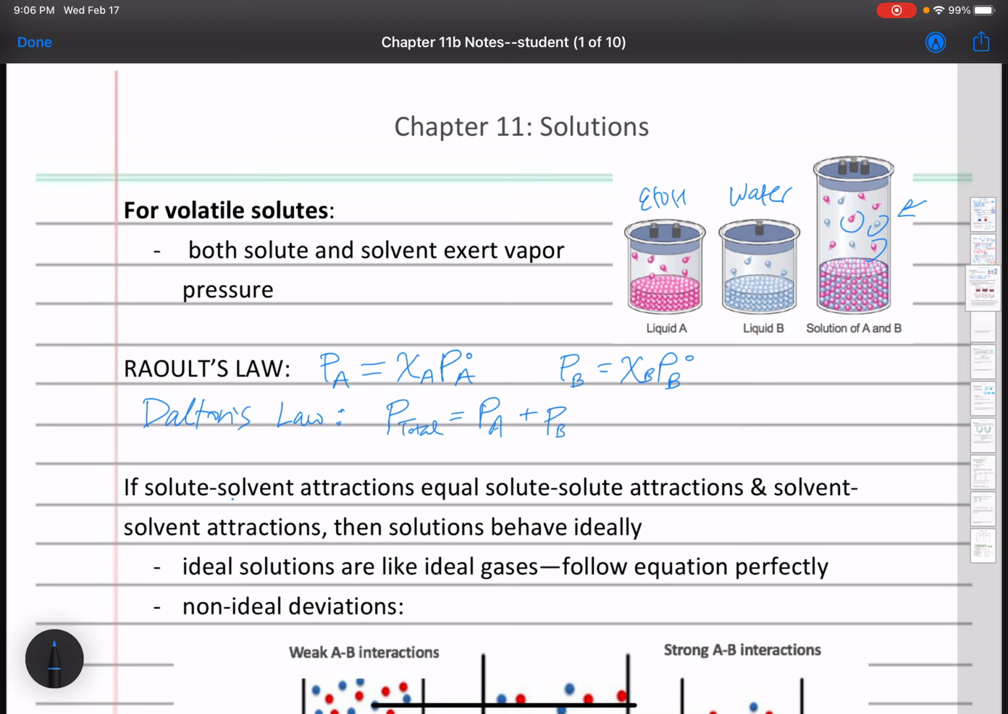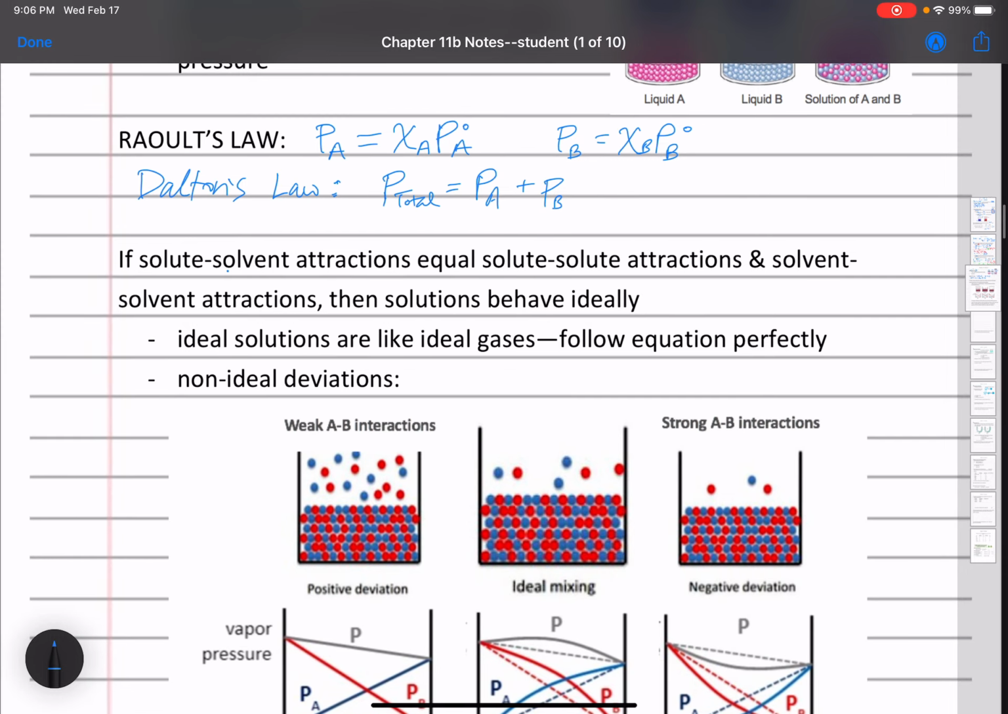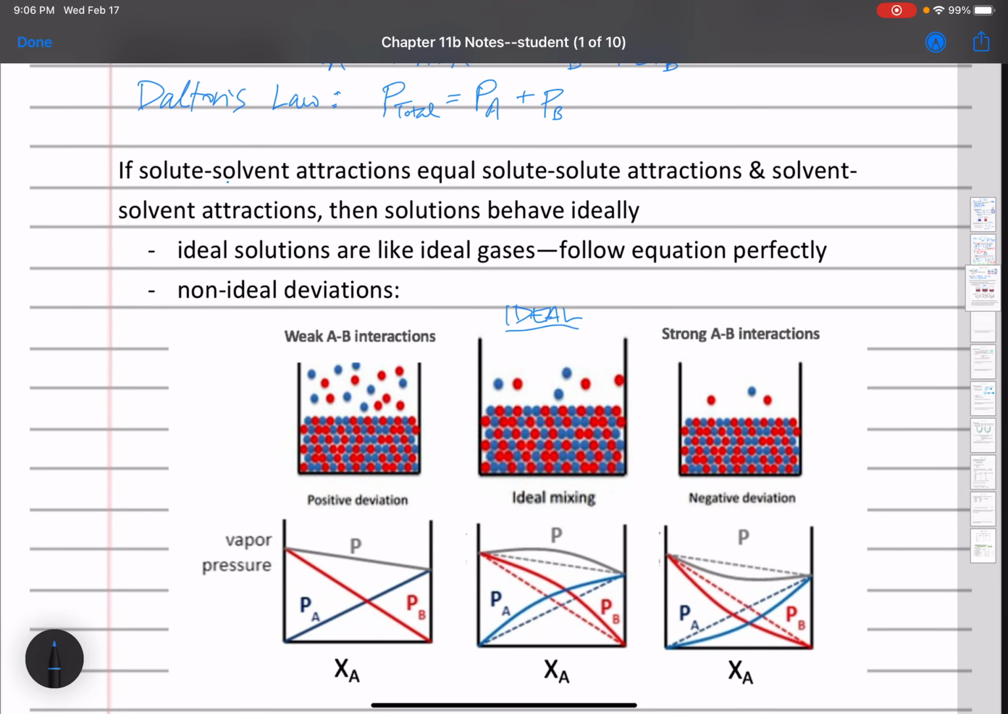So these equations are ones that we're using when we are dealing with volatile solutes. And so in an ideal solution, this in the center here is describing our ideal. So in an ideal solution, the solute and the solvent attractions to each other are equal to the attractions that they have to themselves. So it's like, you know, six of one, half a dozen of the other, whether they have intermolecular forces with each other or with themselves.